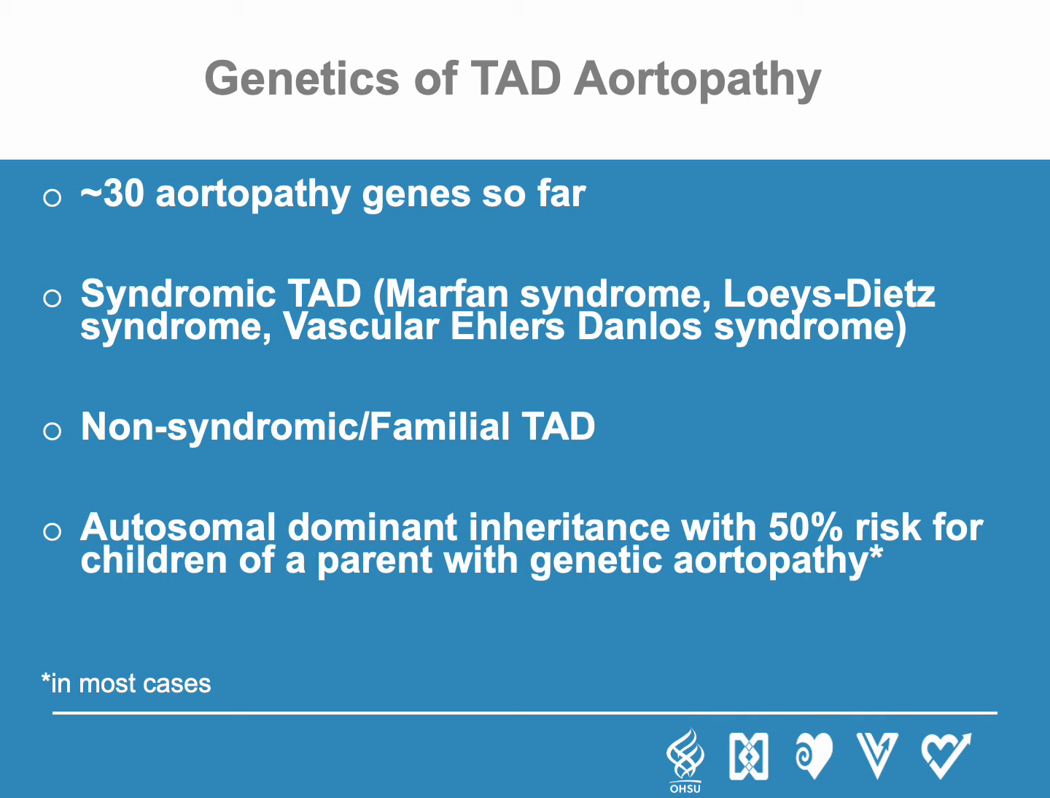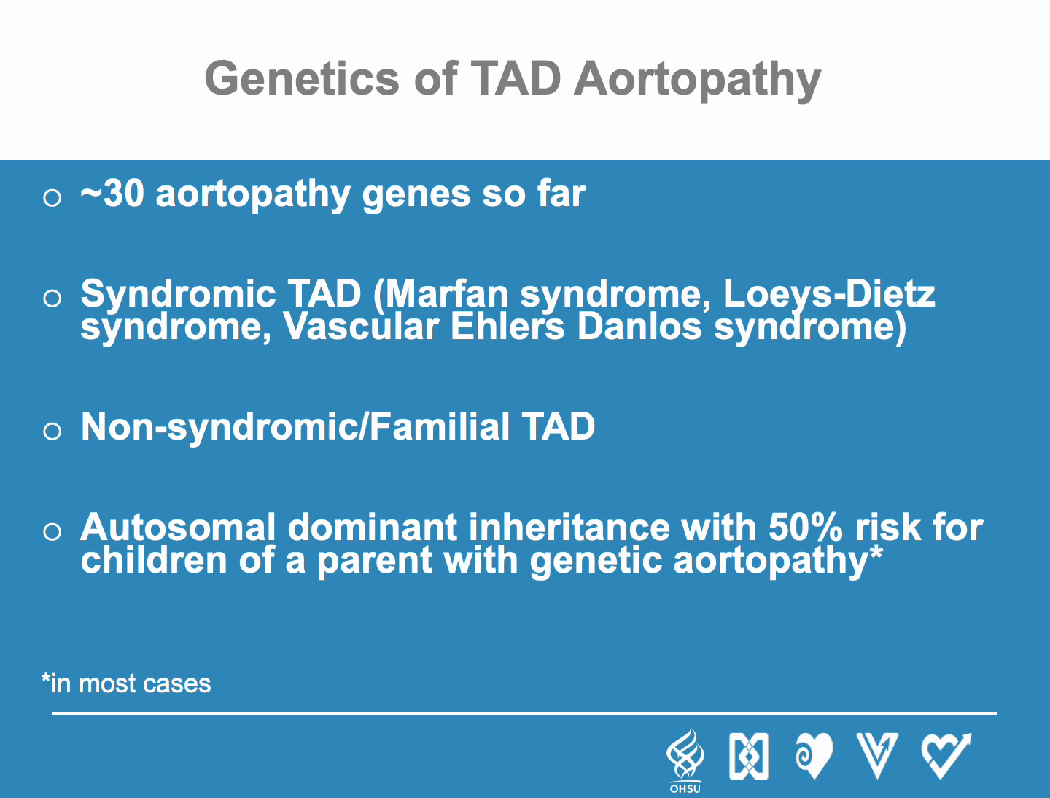Thus far, about 30 or so different genes have been associated with risk for developing thoracic aortic disease. In some cases, the genetic aortopathy also involves risk to develop problems in other parts of the body, such as the eyes and joints. These conditions are referred to as syndromic aortopathies and include conditions such as Marfan syndrome, Loeys-Dietz syndrome, and Ehlers-Danlos syndrome. A non-syndromic genetic aortopathy means the condition affects the aorta and other blood vessels, but without involvement of other parts of the body.